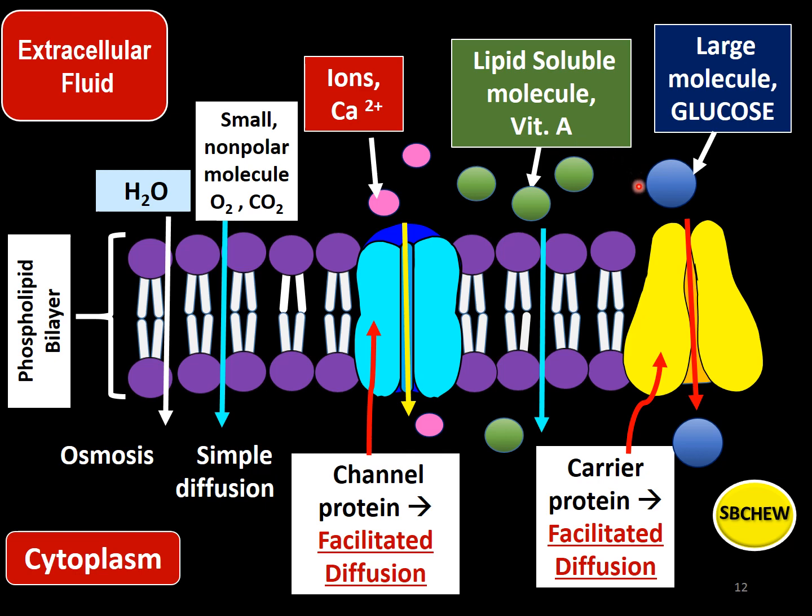Now, the third method, other than going through the phospholipid bilayer and through channel proteins, the other way to get into the cell to cross the plasma membrane is by using carrier proteins. So this is for large molecules like glucose. They will bind to the carrier protein, and the carrier protein will change shape to allow the glucose to enter the cell. So this type of movement is also called facilitated diffusion, like for channel protein, right?